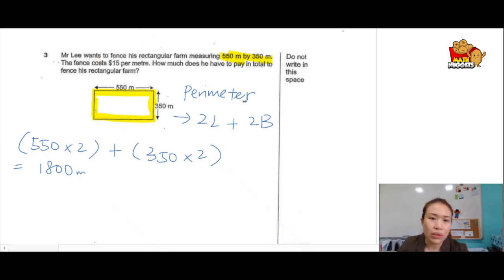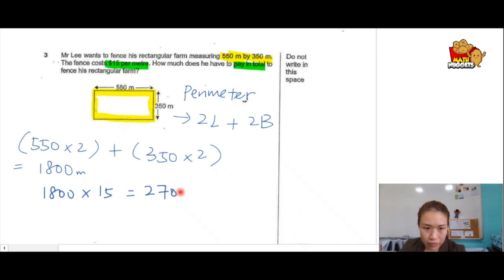And the fence costs $15 per meter. So how much does he need to pay in total? Since the perimeter is 1,800 meters, multiply by $15 per meter. So this would be $27,000.